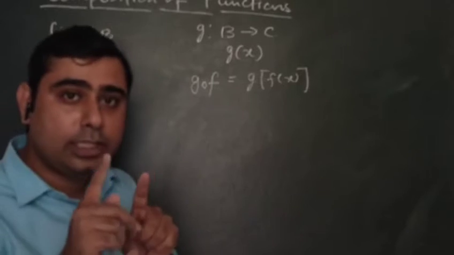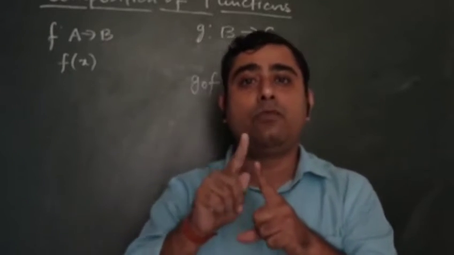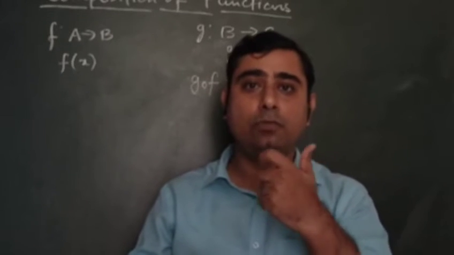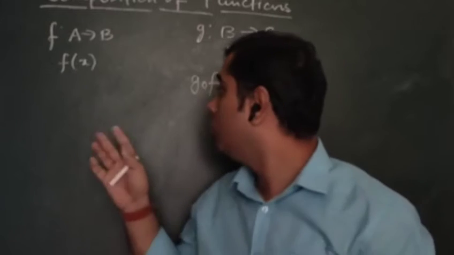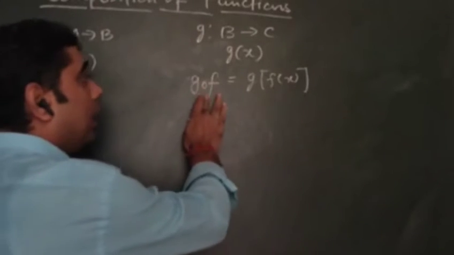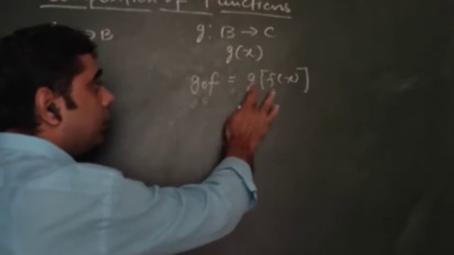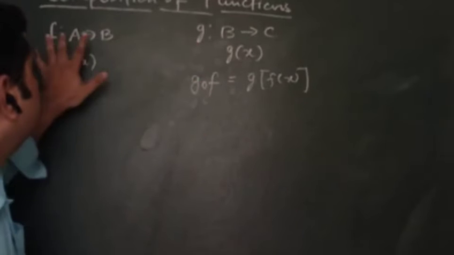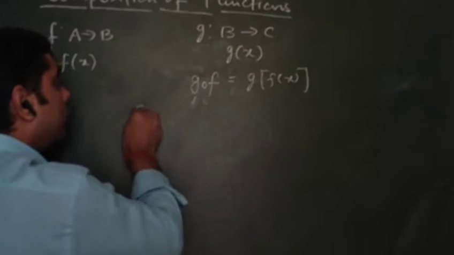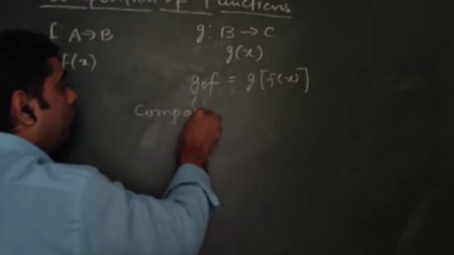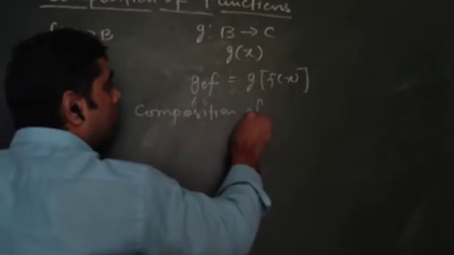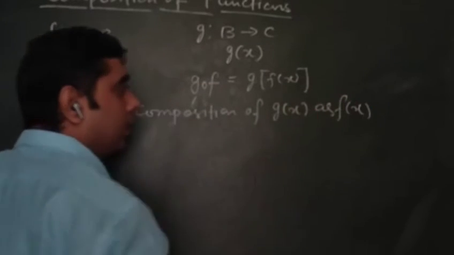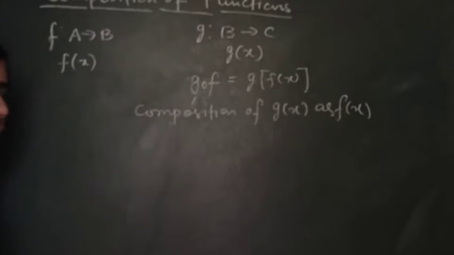So if there are two functions in which the domain of one function is equal to the codomain of the second function, then we can write the first function in terms of the second function. So here we can write g of f as g(f(x)), and this is called the composition of g with f, the composition of function g(x) with f(x). Clear? So let's see one example.